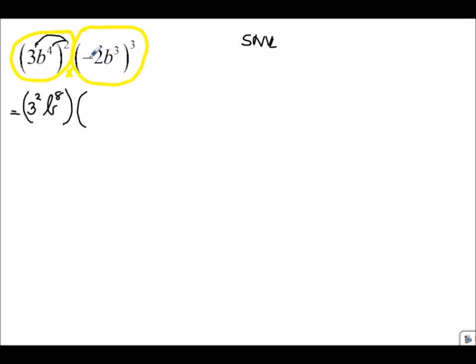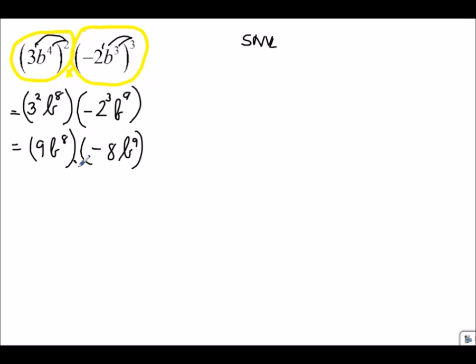A negative raised to an odd power is negative. 3 is an odd number. Remember, this is 2 to the power of 1, so I'm raising a power to a further power. 1 multiplied by 3 is 3. Write down my base, which is B. 3 multiplied by 3 is 9. Now I simplify the number part here. 3 squared is 9. B to the 8 multiplied by negative 8b to the 9.